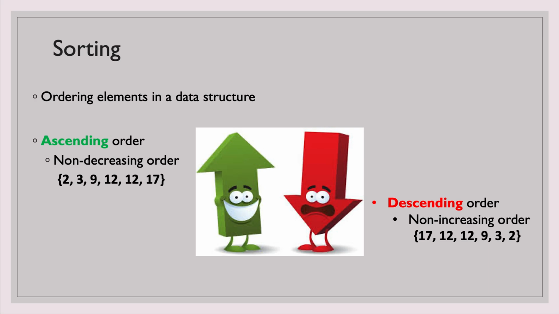Like in this example, we have a one-dimensional array with these values: 2, 3, 9, 12, 12, 17. As you see, it's in an ascending order. We sort it in an increasing order. But if we want to sort this array in a descending order, that would be 17, 12, 12, 9, 3, 2. It works even with duplicate values, because here 12 is a duplicate value.